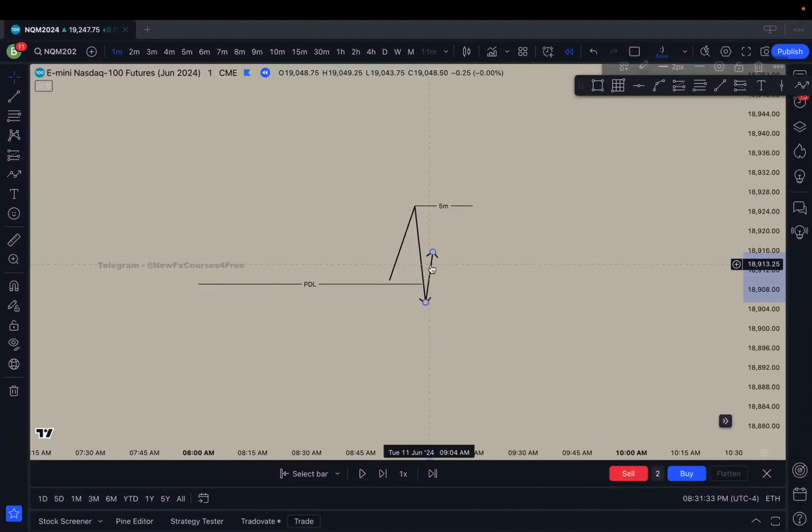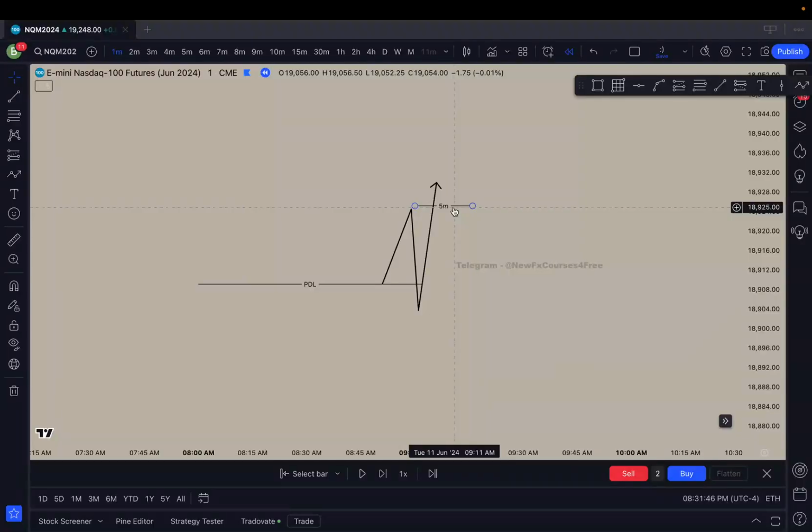No, this is not a unicorn model, bro. Oh my god, not even close. So any inversion here, then trade here, and then you're going to go break even at whatever PDRA this is.